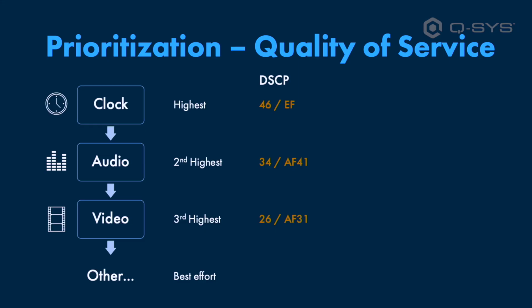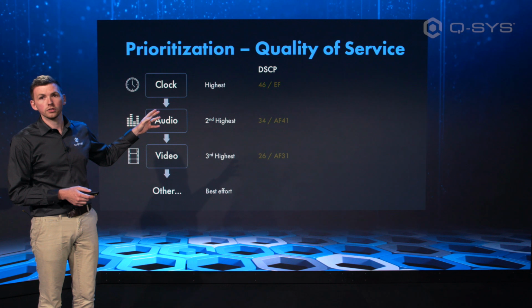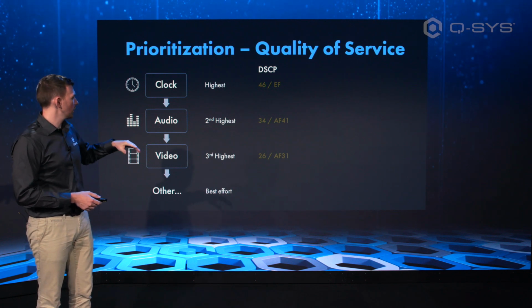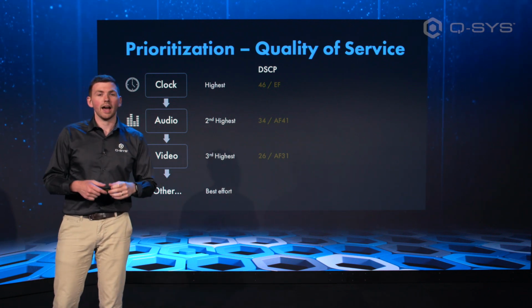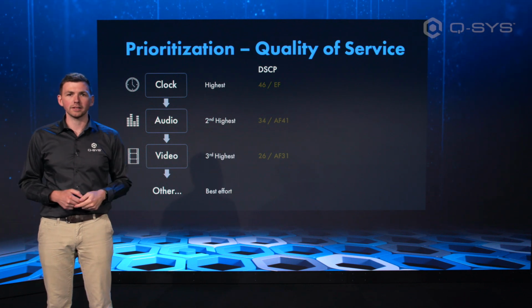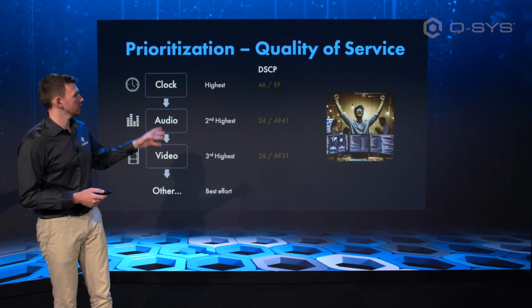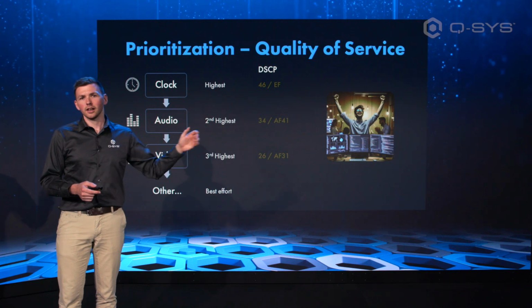Now, the way we actually do that is we attach these DSCP tags. And you can see here that we have 46, 34, and 26 for clock, for audio, and for video. And we're not going to go into detail about how on a network switch you actually prioritize these, but essentially you're just going to say that 46 is the most important, 34 is the second most important, 26 is the third most important, and everything else is going to be delivered with best effort. If you do that, you're going to be a very happy IT person like you see right here. So that's it, right? Job done.